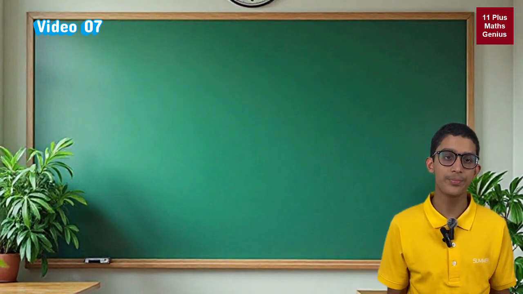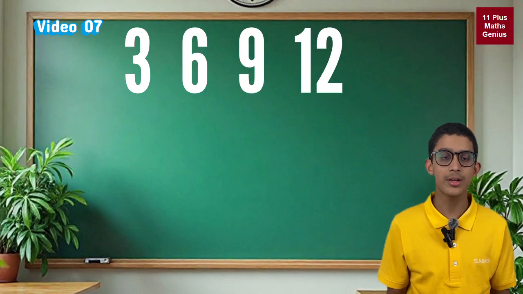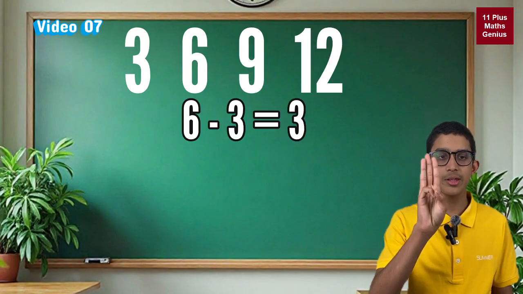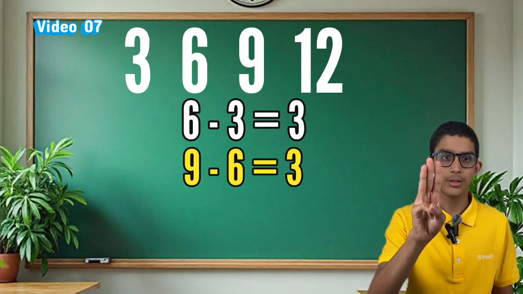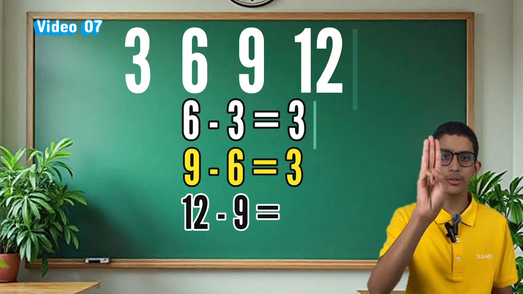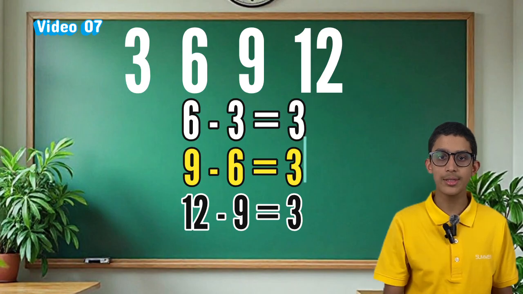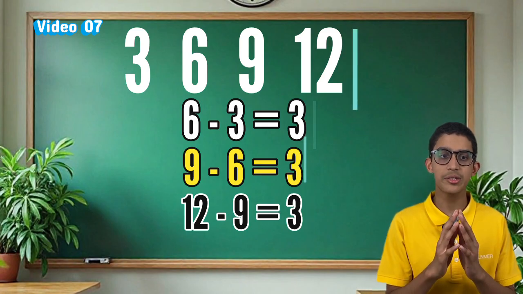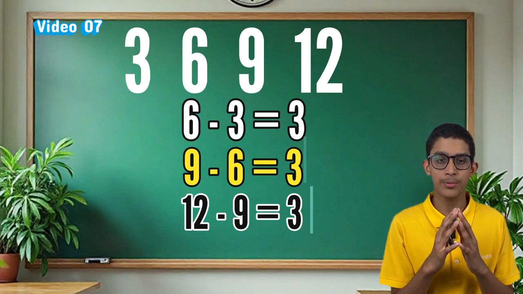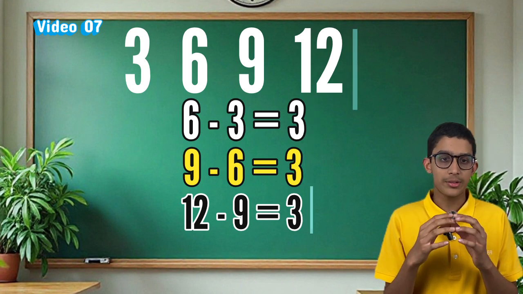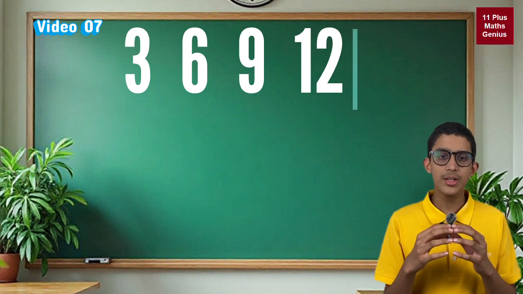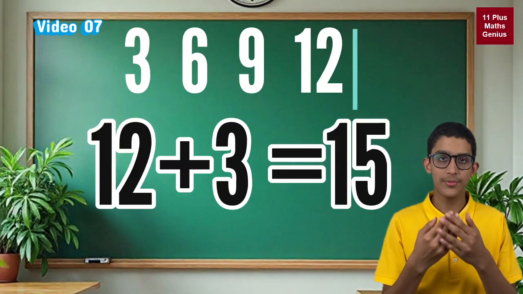For example, 3, 6, 9, 12. 6 minus 3 is 3. 9 minus 6 is 3, and 12 minus 9 is 3. So we can see that every time the next term is formed by adding 3 to the previous term. So if you are asked to write down the next term, it will be 12 plus 3, or 15.